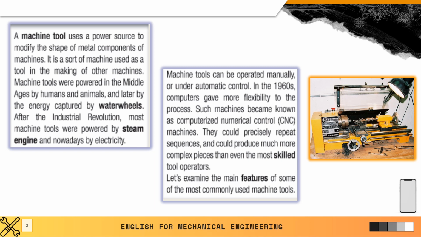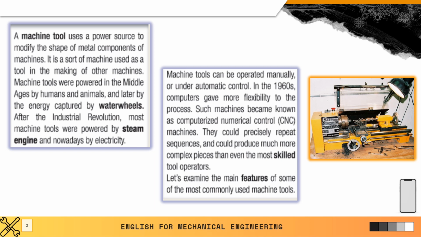So, a machine tool uses a power source to modify the shape of metal components of machines. It is a sort of machine used as a tool in the making of other machines. Machine tools were powered in the Middle Ages by humans and animals, and later by the energy captured by water wheels. After the Industrial Revolution, most machine tools were powered by steam engines and nowadays by electricity. Machine tools can be operated manually or under automatic control.